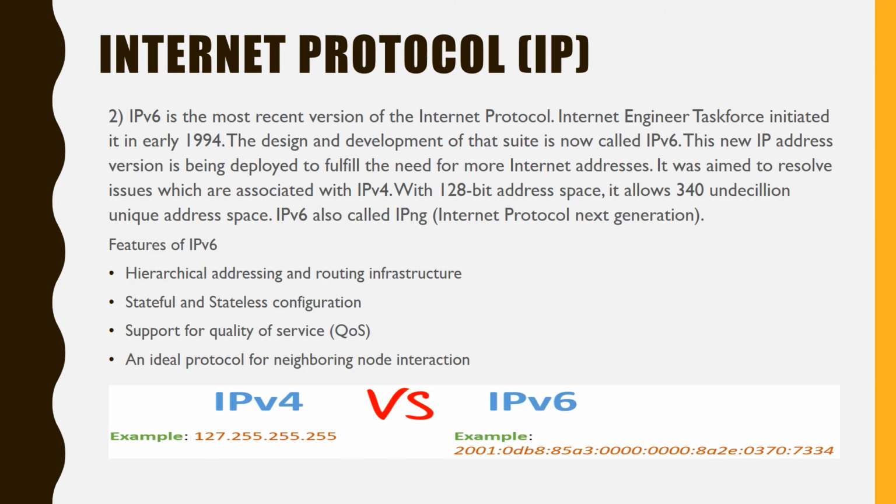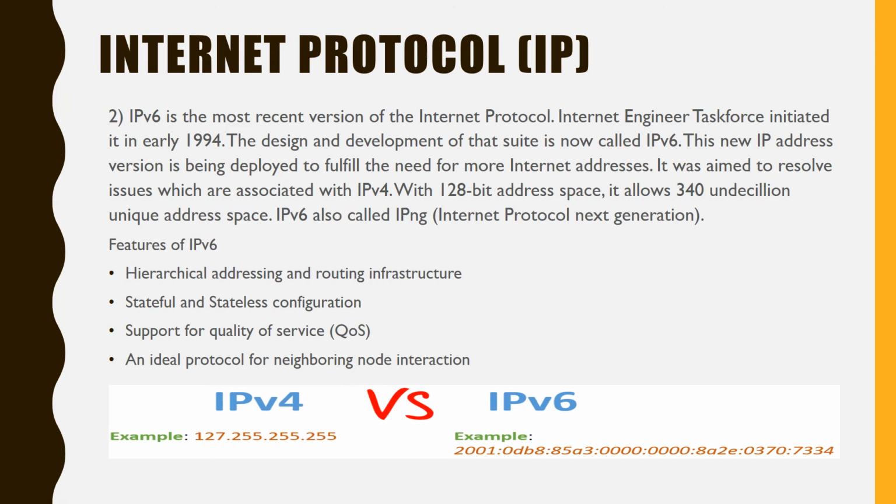The next type of protocol that we use is the IPv6 protocol. It is the most recent version of Internet Protocol. So, the current version of protocol that we use is the IPv6, which was initiated in the year 1994. It comes with the 128-bit address space. That means it is able to handle an address of 128-bit length.